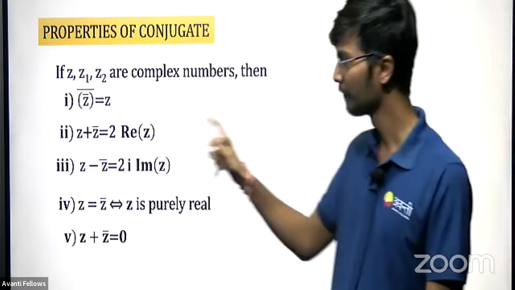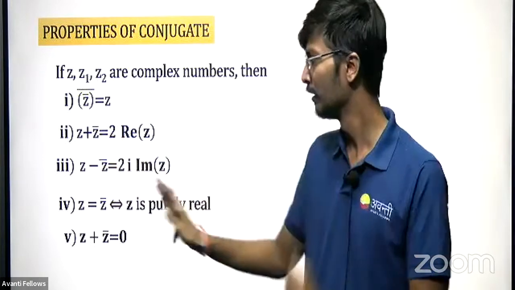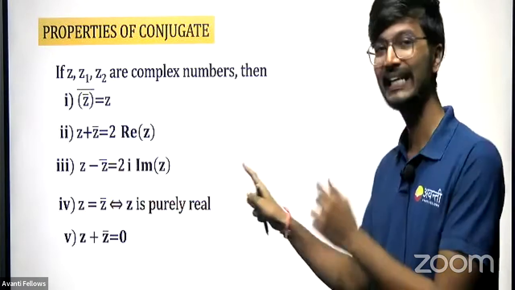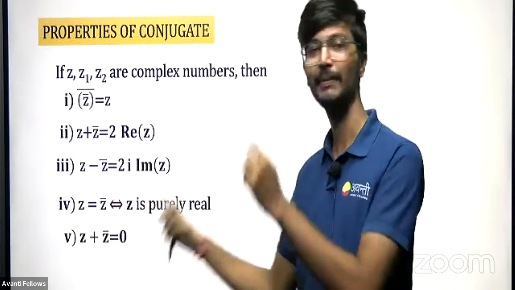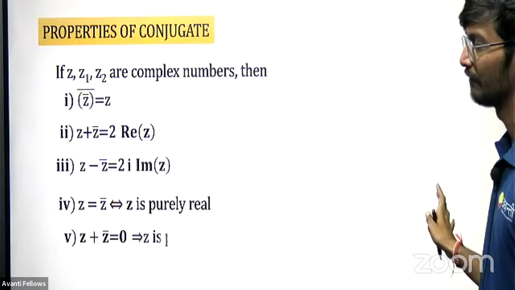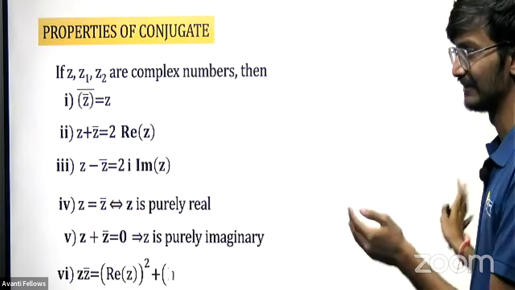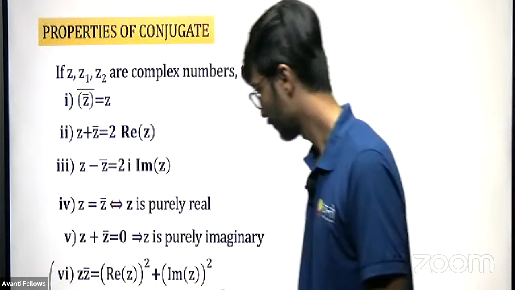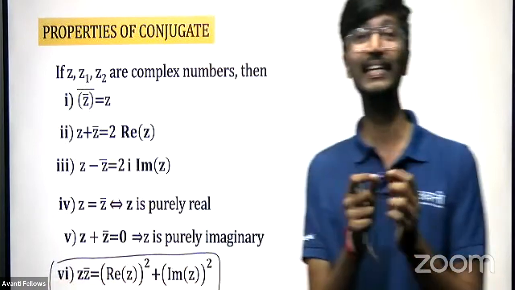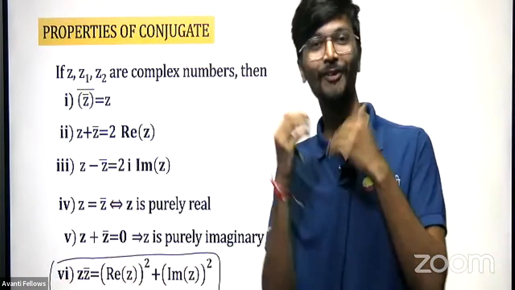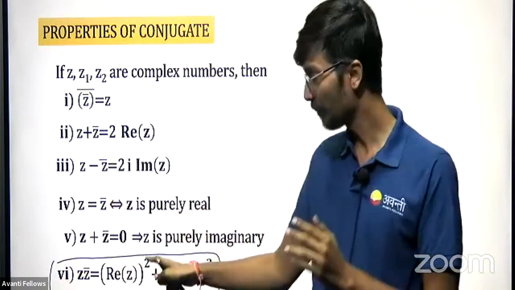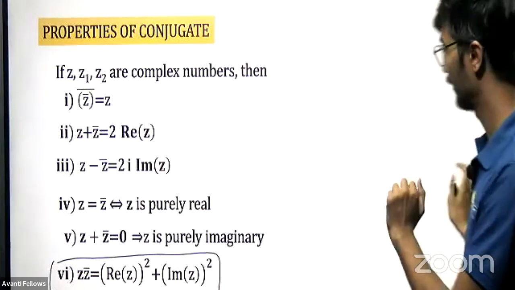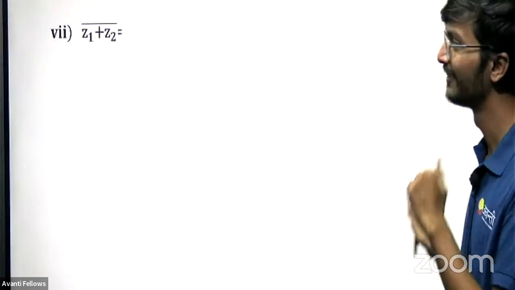Let's see the other properties. I'm just listing them. First, second, third, we have seen. The fourth one, z equals z bar, implies z is purely real. Fifth one, z plus z bar equals 0. After that, z times z bar equals real part square plus imaginary part square. This is a very important property. Once we study modulus of a complex number, I mean, you've already studied it, but once we see it, this property will again appear in the modulus part.